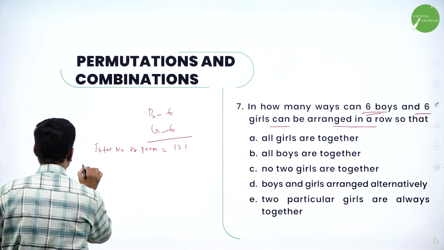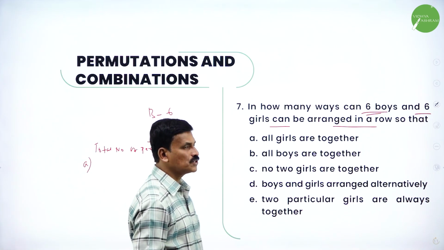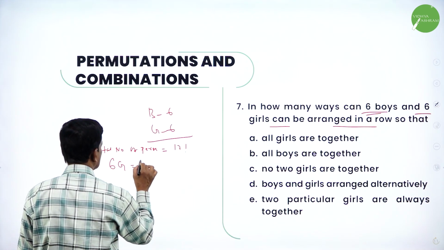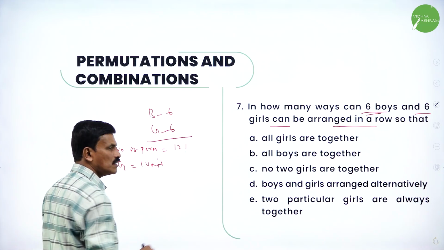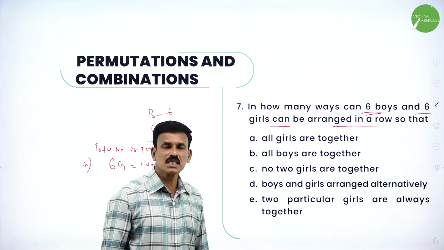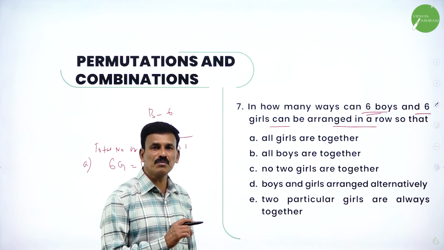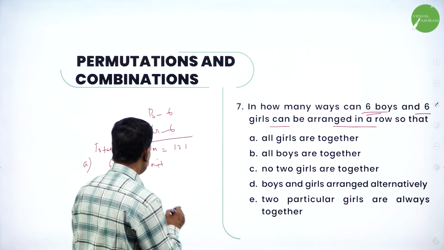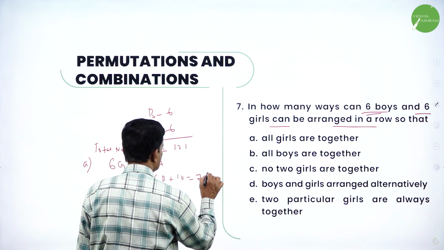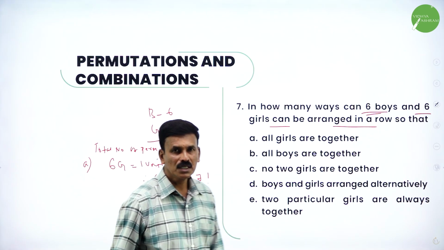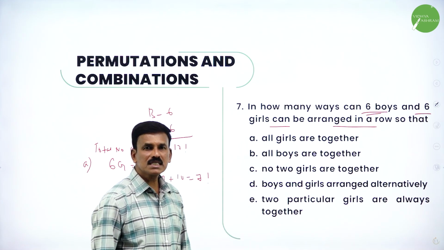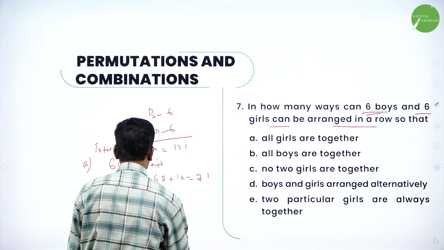Now, the first one, A. All the girls are together. How many girls are there? 6 girls. Now, consider these 6 girls as one unit. Then how many boys are there? 6 boys. So, the 6 boys plus 1 unit is equal to 7 factorial, right? That means the 6 girls can be arranged among themselves in 6 factorial ways.